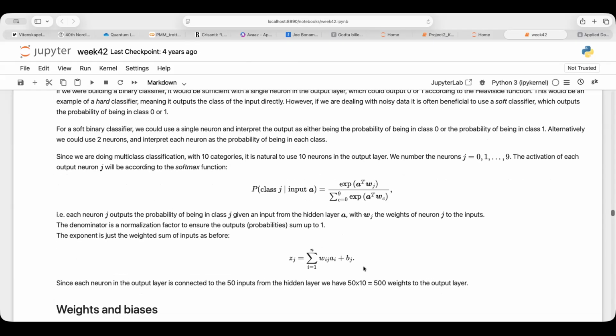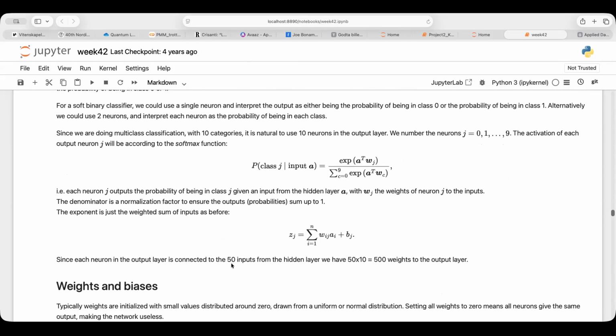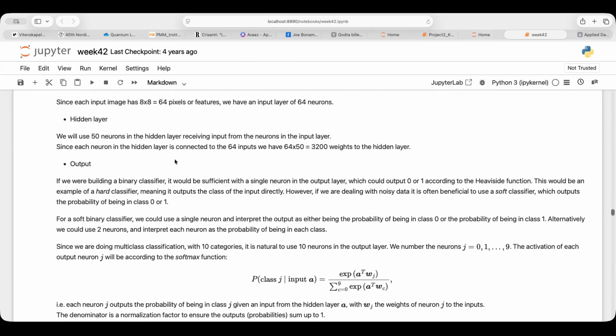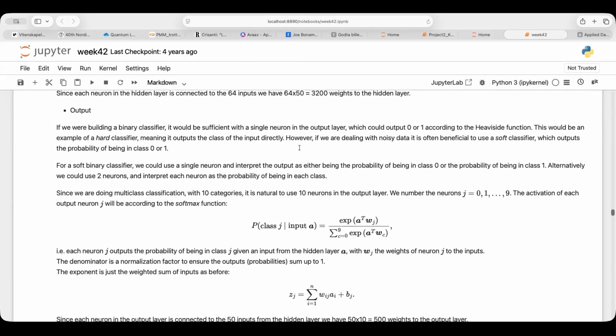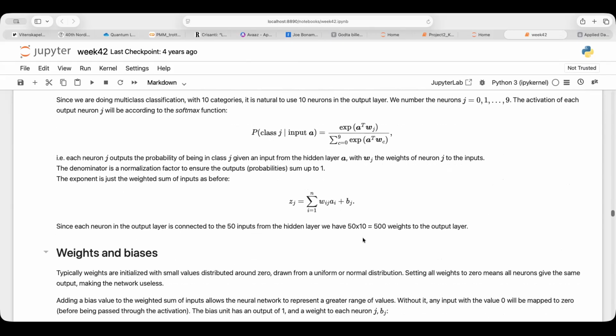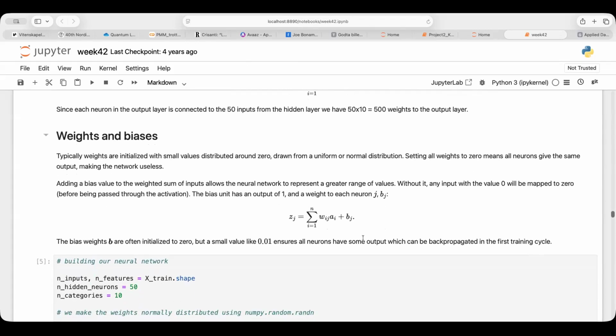So in this specific case, we are going to have 50 inputs from the hidden layer to 10 nodes in the output layer. And that means that we have 500 new weights. So we have 50 nodes in the hidden layer, which means that we have 3,200 weights, which connect the input layer. But then we also have 50 weights for every node. And in the output layer, we are going to have 10 additional nodes.